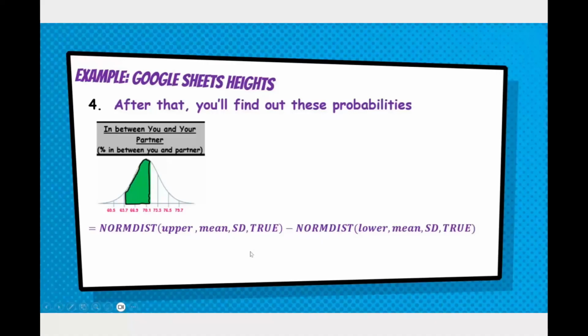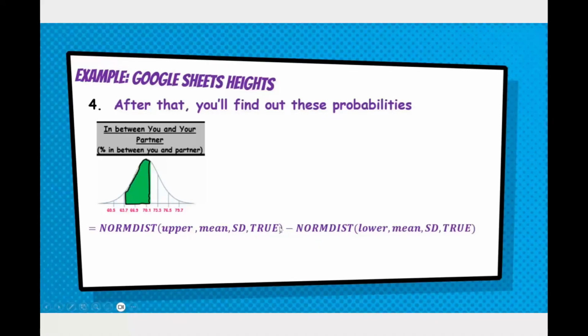If my wife was taller than me, then one thing would change, and that would be her data value would be right here where it said upper. But since I'm taller than her, that's the larger number. I'm going to do equal norm dist. The upper is going to be my height, comma, the mean, comma, standard deviation, comma, true. And then I'm going to close my parentheses.